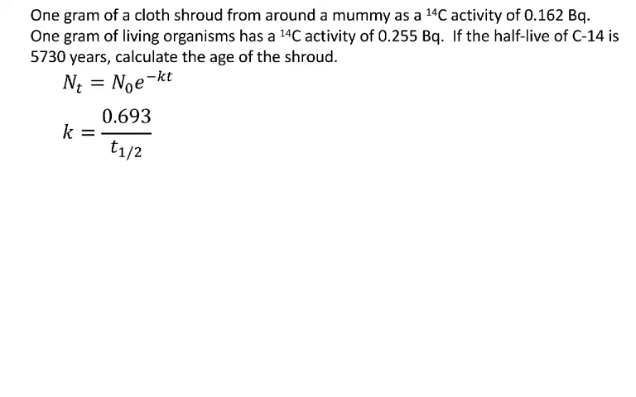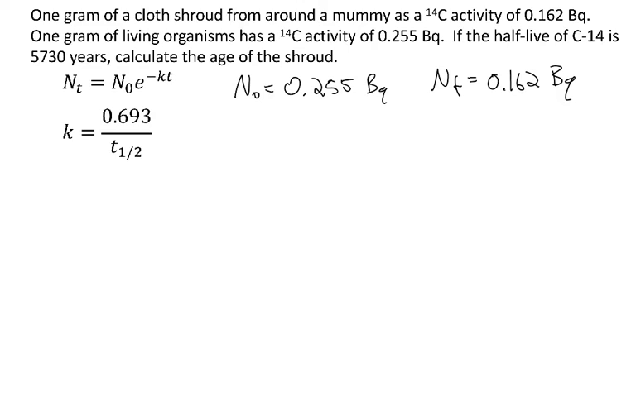So we always need to be using the same amounts of both the old item and the new item that we're comparing to. Because of course, if I use 10 grams of the cloth and compare that to 1 gram of what's in a modern or in a living organism, right, those aren't going to match up. All right, so just to summarize what we know, so I know the N0 is 0.255 becquerels, and NT is 0.162 becquerels. And I'll find K the same way I did the last time.